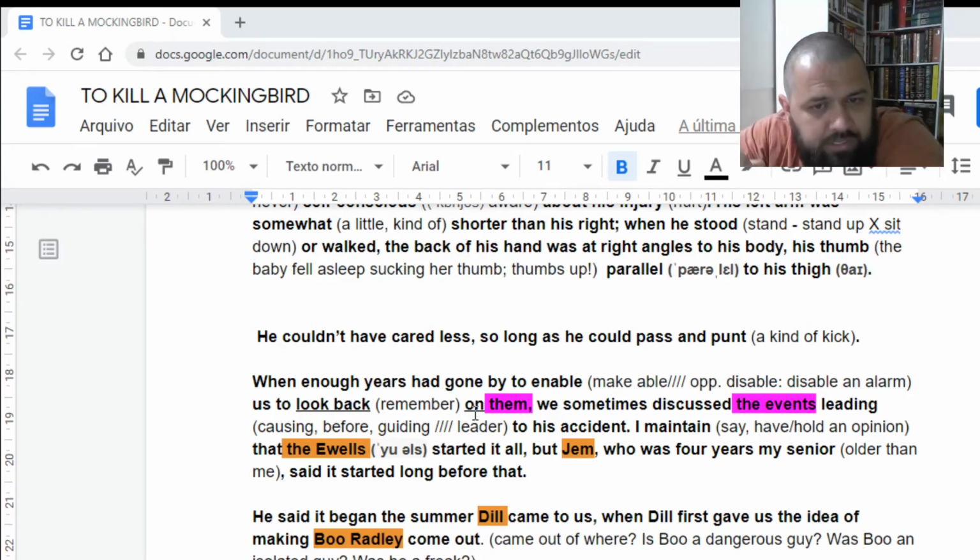When enough years had gone by to enable us to look back on them, we sometimes discussed the events leading to his accident. Remember, I think we've already discussed this idea. The idea is you need some kind of distance in order to talk about some things. I think I didn't give this example in our classes, but I've got some nice examples, at least one nice example.